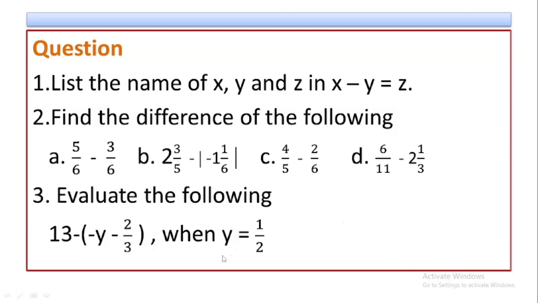This is by using direct substitution. The value of y is given already as 1/2. Here we have to decide the sign, and finally you can evaluate this equation. So today we discussed how to determine the difference of two given rational numbers having the same denominator or having different denominators, and how to evaluate by using direct substitution.